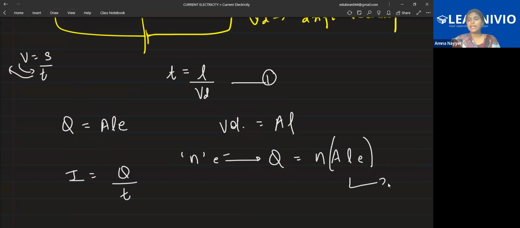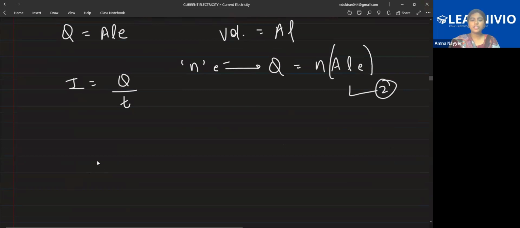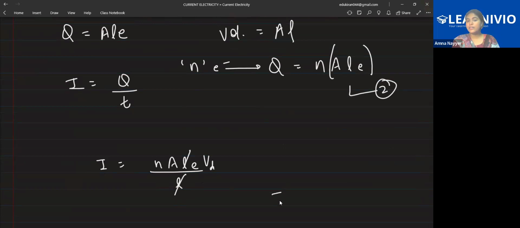So this is the second equation, and you know current is equal to charge by time. Let's put it in. What is the value of charge? Charge is nALe. What is the time? L divided by Vd. Vd will go up, L will be cancelled. What is the formula of current?